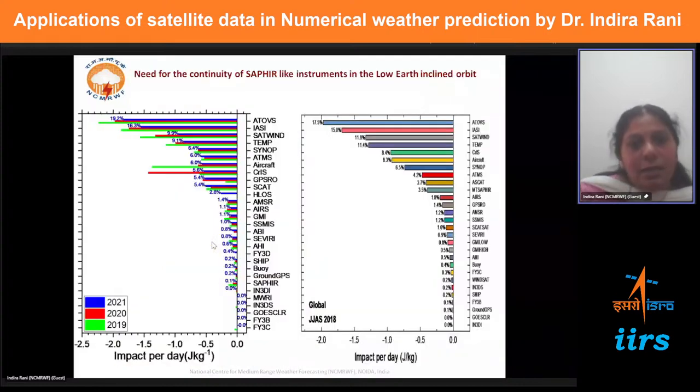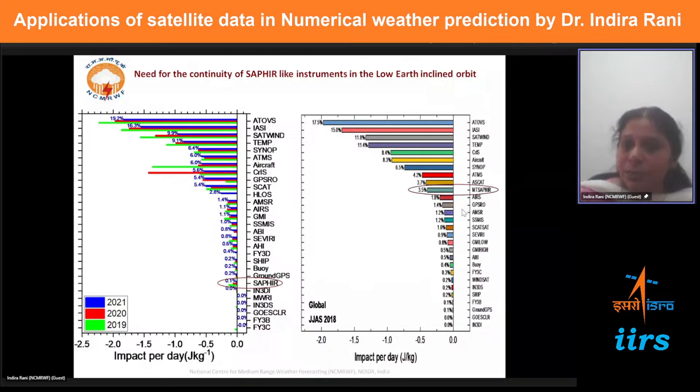So this is again the forecast impact we are showing. Here it is only for showing the Saphir. This is the left figure. It is for 2019, 20 and 21. As the Saphir instrument degraded, the impact was also very less. But if you see in 2018, this is the right panel. So in 2018 Saphir is a single instrument compared to the radiosondes or IR or satellite winds or those things we are getting from multiple platforms.